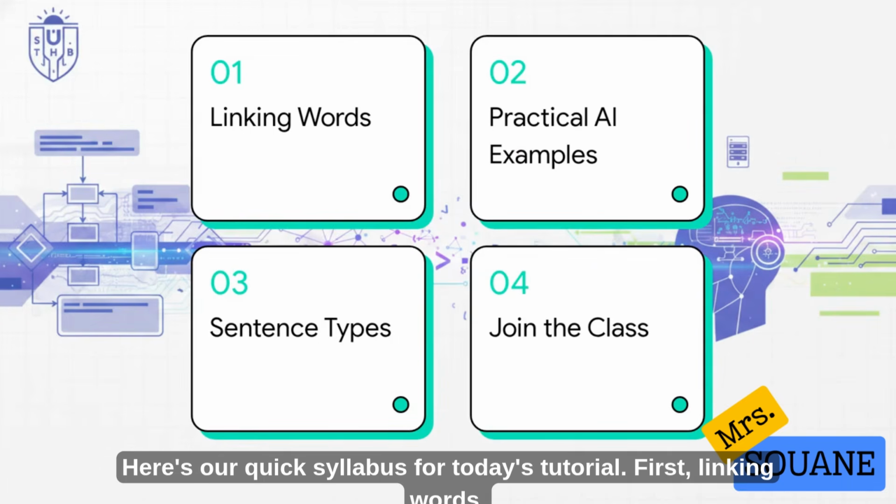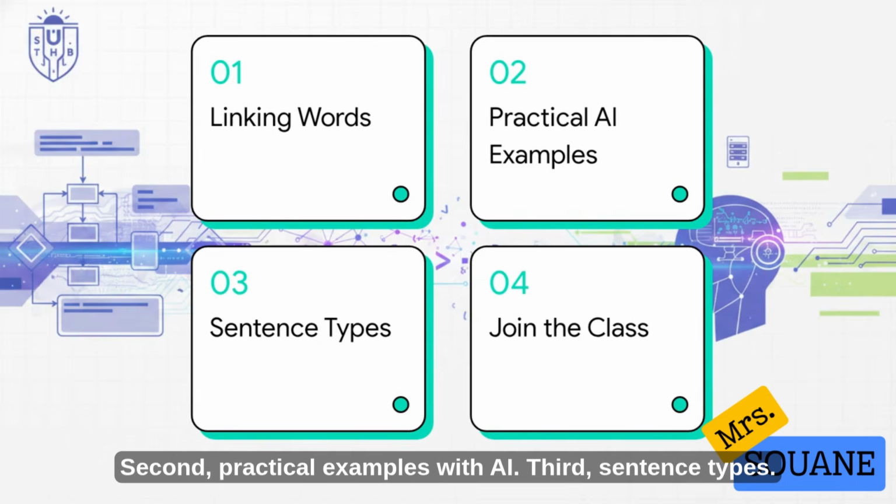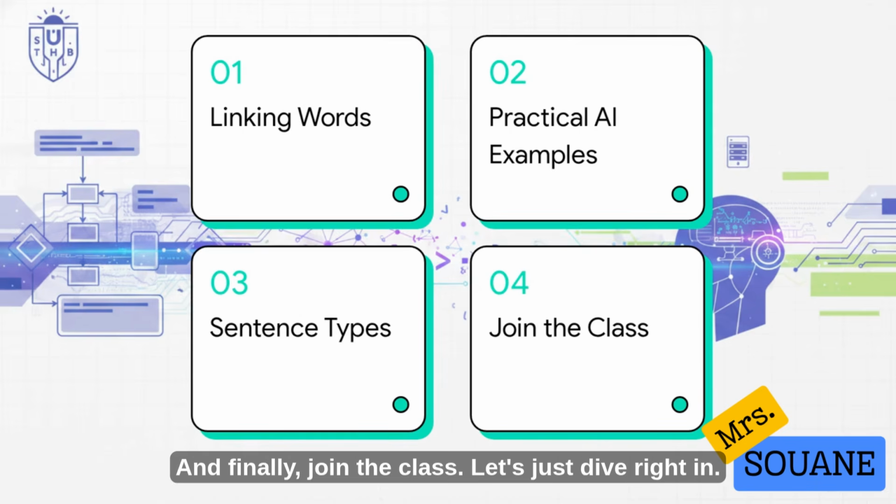Here's our quick syllabus for today's tutorial. First, linking words. Second, practical examples with AI. Third, sentence types. And finally, join the class. Let's just dive right in.